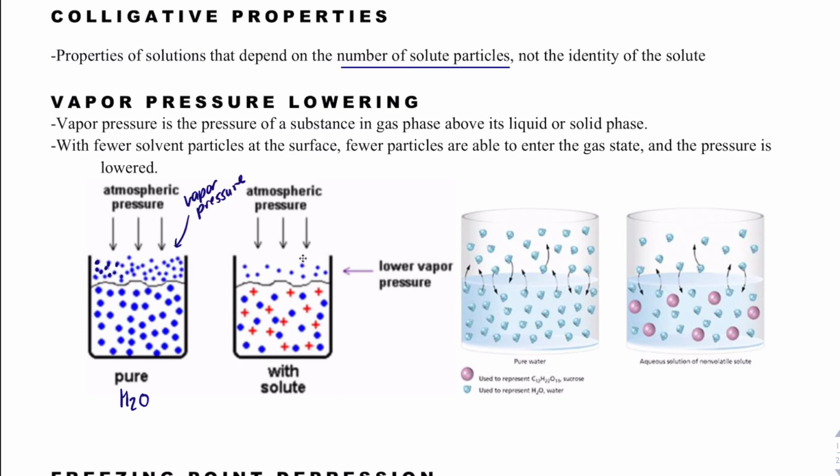If I, let's say, dissolve salt, like sodium chloride, in water, well, there's going to be less of these water molecules that can reach the surface and then become gas particles. So because of that, the pressure of the gas that is here will actually be less, okay? And so that's exactly why the vapor pressure lowers. With fewer solvent particles at the surface, fewer particles of water are able to enter the gas state, and so the pressure is going to be lower. Okay, we know from last unit, less gas molecules means less pressure.